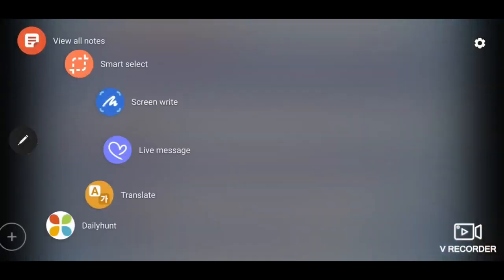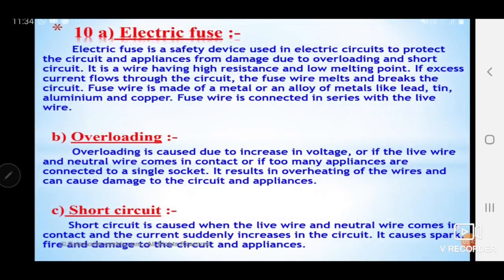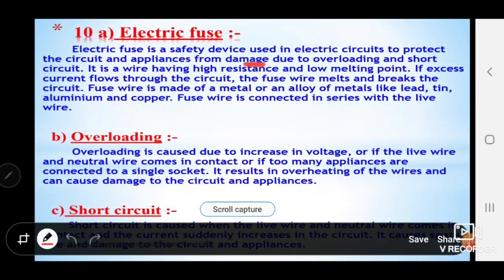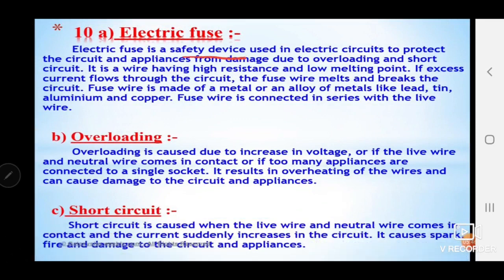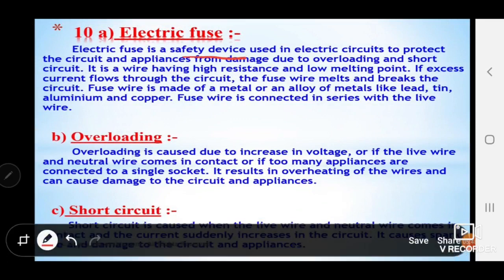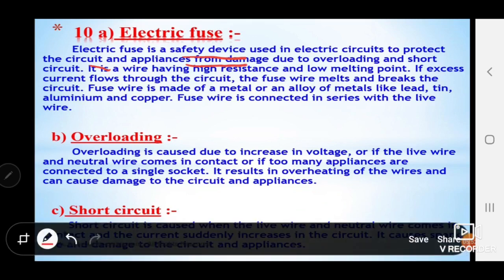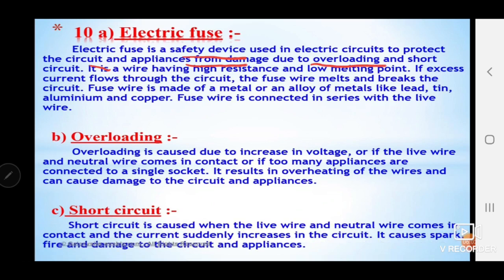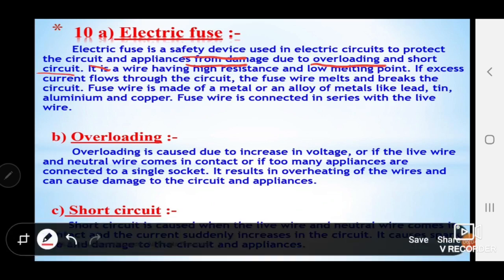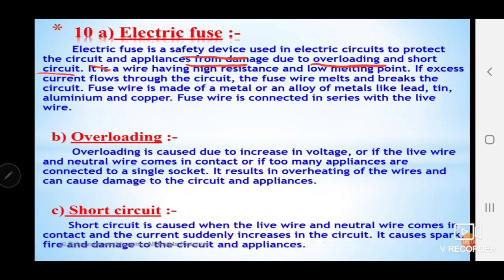So, electric fuse, you are all well familiar with this. An electric fuse is a safety device used in electric circuits just to protect the circuit and appliances from damage. So, keep in mind, fuse is a device which protects the electrical devices and also the circuit from the damages occurred because of the overloading of current or short circuit. So, fuse works against overloading and also short circuit.